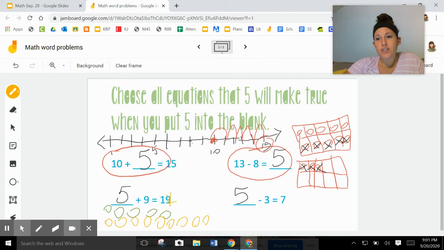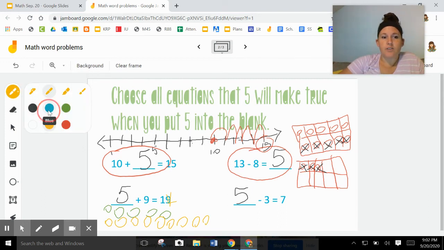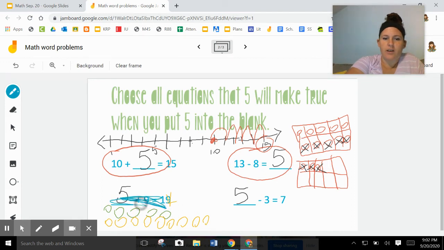So is that equation correct with the 5 put in the blank? No, it's not. So that means that that one is not an answer, and we will not count that one, right. So scribble that one out. Get out of here. You're not right. We don't have time for you.